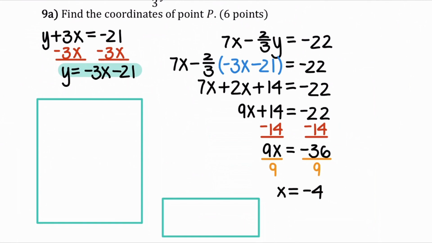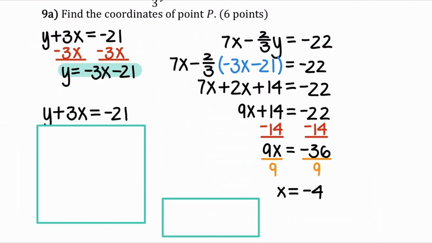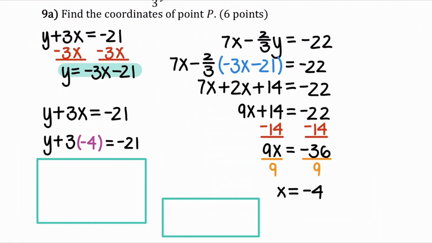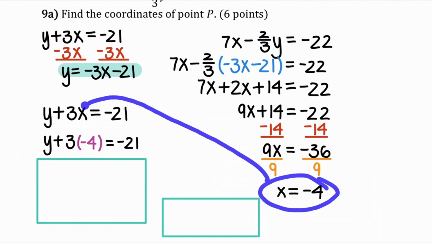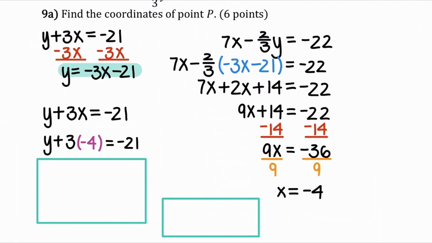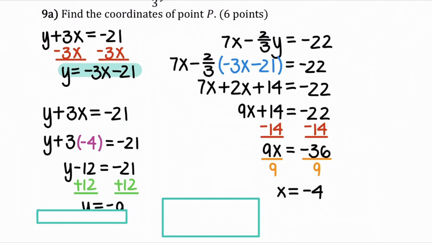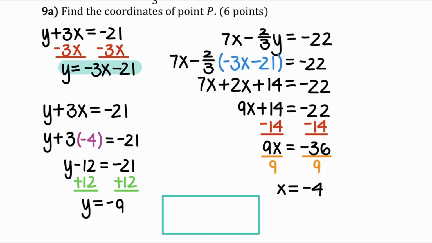So once we already know the value of negative 4 is x, then let's find the value of y. And so we can either use the original equation or we can use the isolated version. Either one is perfectly fine. I just used the original equation because I forgot, but either one is perfectly fine. So we have y plus 3 times negative 4 because we already know x is negative 4. Therefore giving us y is equal to negative 9, and that is our answer.